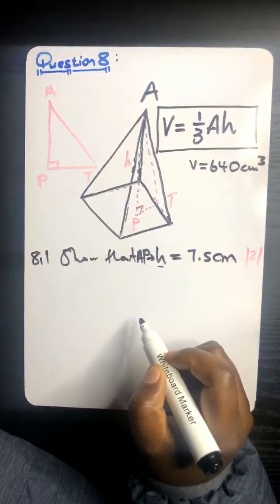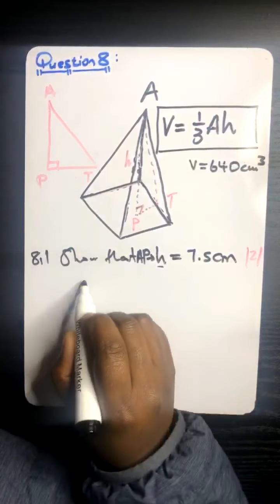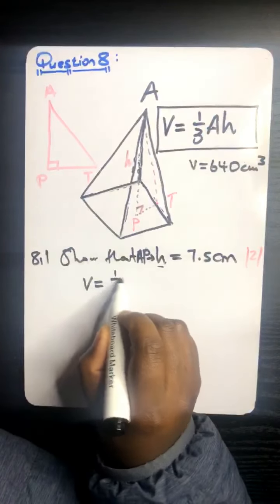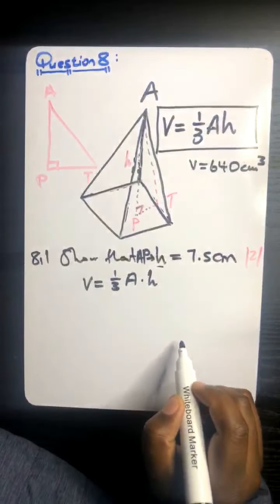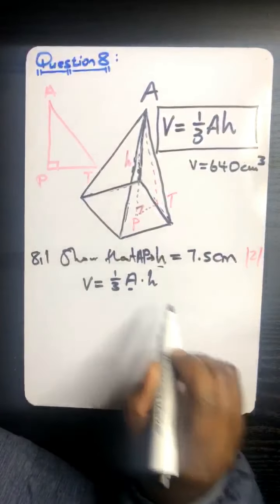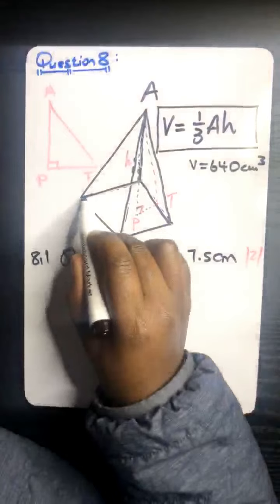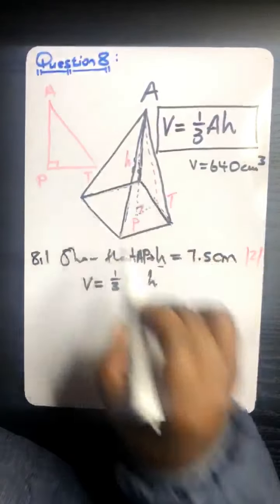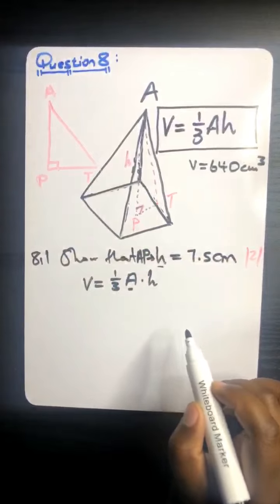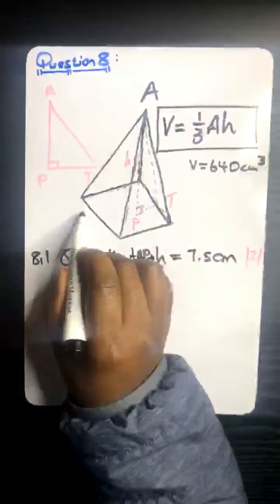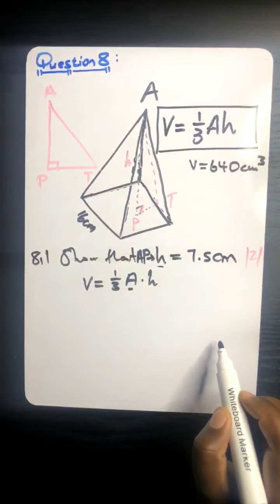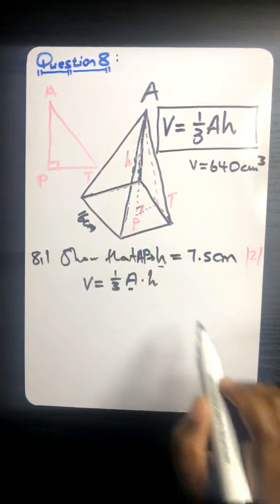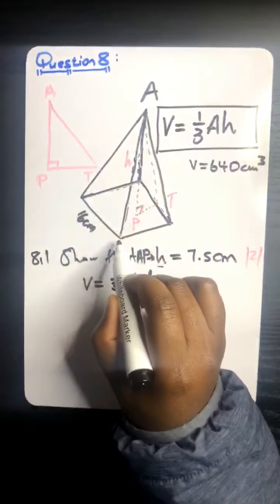Actually, we know the formula says V is equals to 1 over 3 area times height. I would ask myself this question: this area is the area of what? It's actually the area of the base, ladies and gentlemen. Is there something that I know about that? If I remember, they said this is equals to that. So that means the area is going to be that times that.